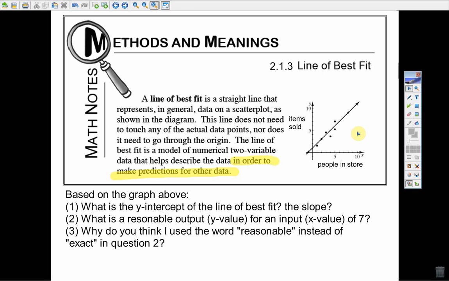And we want to predict, well, how many would we sell if we had 7 people in the store? We didn't actually record 7 people in the store, so we make a line through here, and we estimate it based on that line. Which is question number 2 on your questions on this video. So, you know, that's an important takeaway for scatter plots, is that we use the data that we have in order to make predictions on data that we don't have.